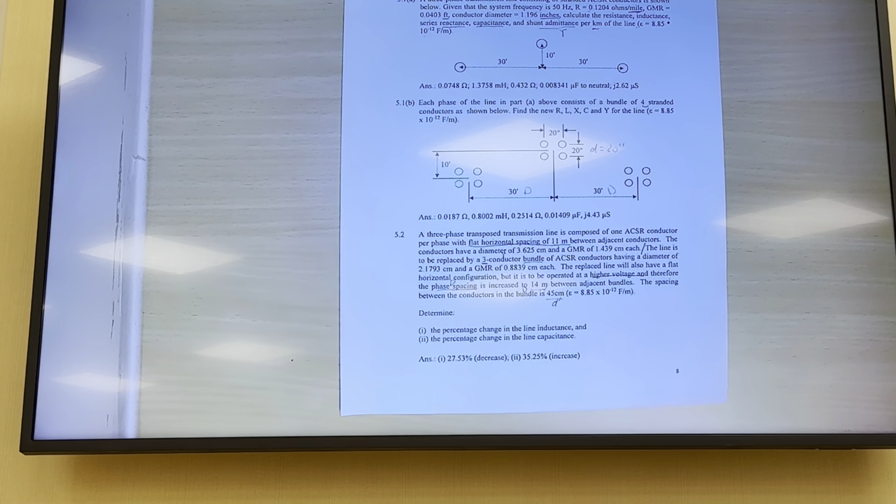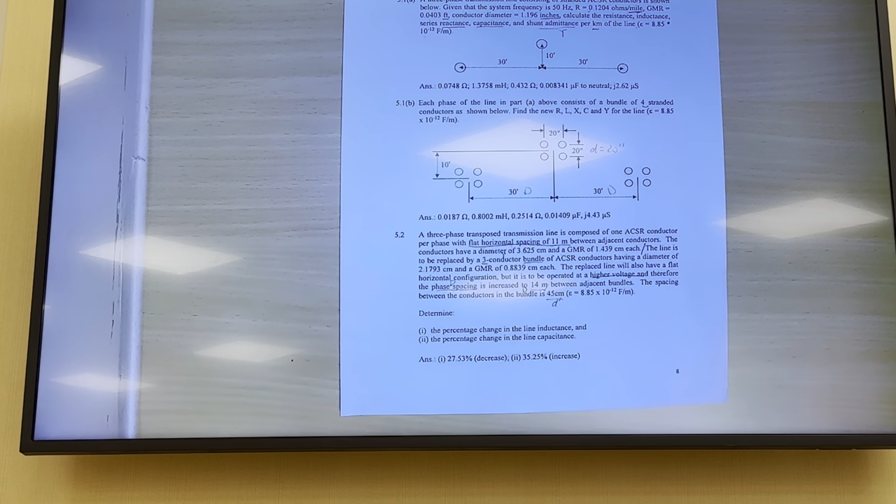We have read so many words and text. What does that mean? Basically, 2 scenarios, right? The first scenario is a single conductor with these parameters. The second scenario is a 3-conductor bundle with new parameters. Then we are going to compare the inductance and the capacitance. That means you need to calculate it twice using 2 different parameter sets. Right? This is what this question asks for.